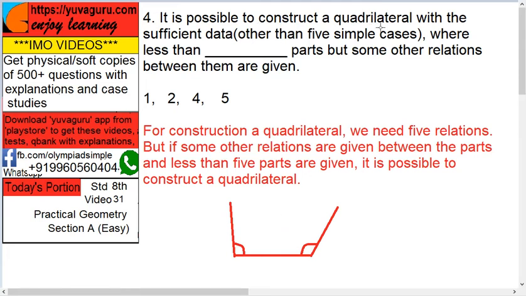That is the meaning of this sentence. But where less than 5 means, suppose if something is not given, only 4 are given, then also it can be constructed subject to some other relationship is given. Like suppose if something is given like this line, base line is parallel to this upper line, and then one relationship is not given, then also you can construct, because you know it's parallel. You will draw one parallel line and cut this. Okay, that is the meaning of this fill in the blank. So answer is 5 over here.